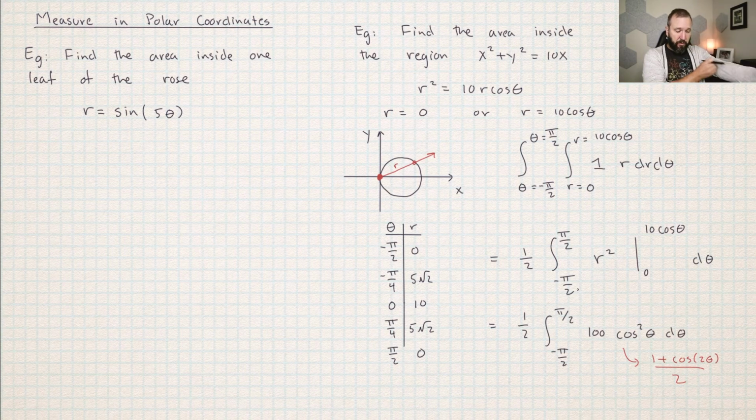What I want to do is find the area inside one leaf of this rose, r equals sine of 5 theta.